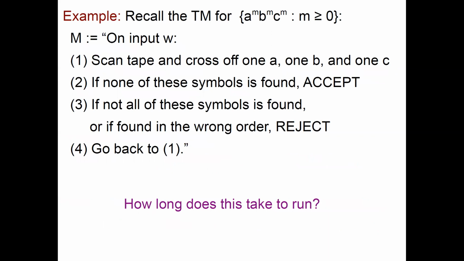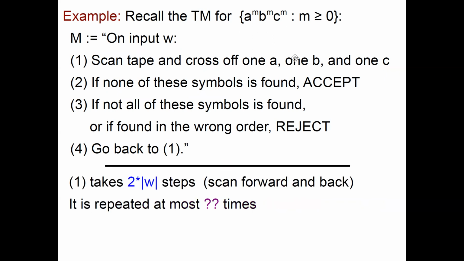For example, let's recall the Turing machine for a^m b^m c^m. Okay. How did it work? On input W, you scan the tape and you cross off one A, one B, and one C. If you don't find the symbols, you accept. If not all of them are found, you reject, or you also reject if they're in the wrong order, you continue. How long does this take? What do you think? How many steps will it take as a function of the input length?